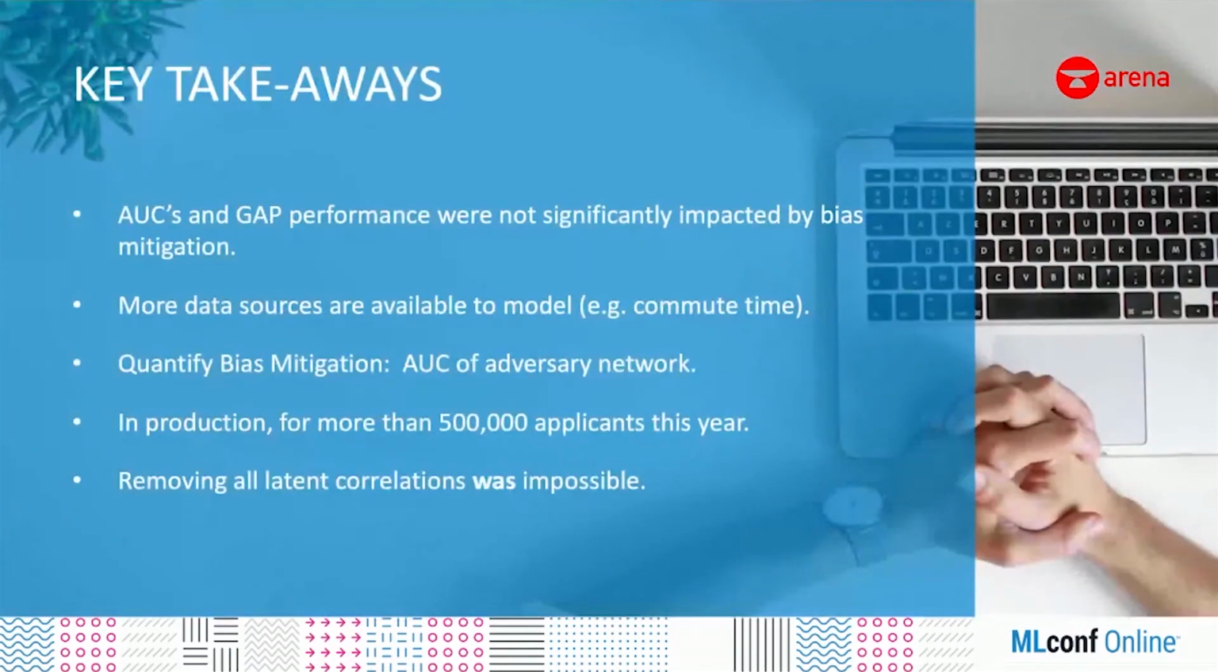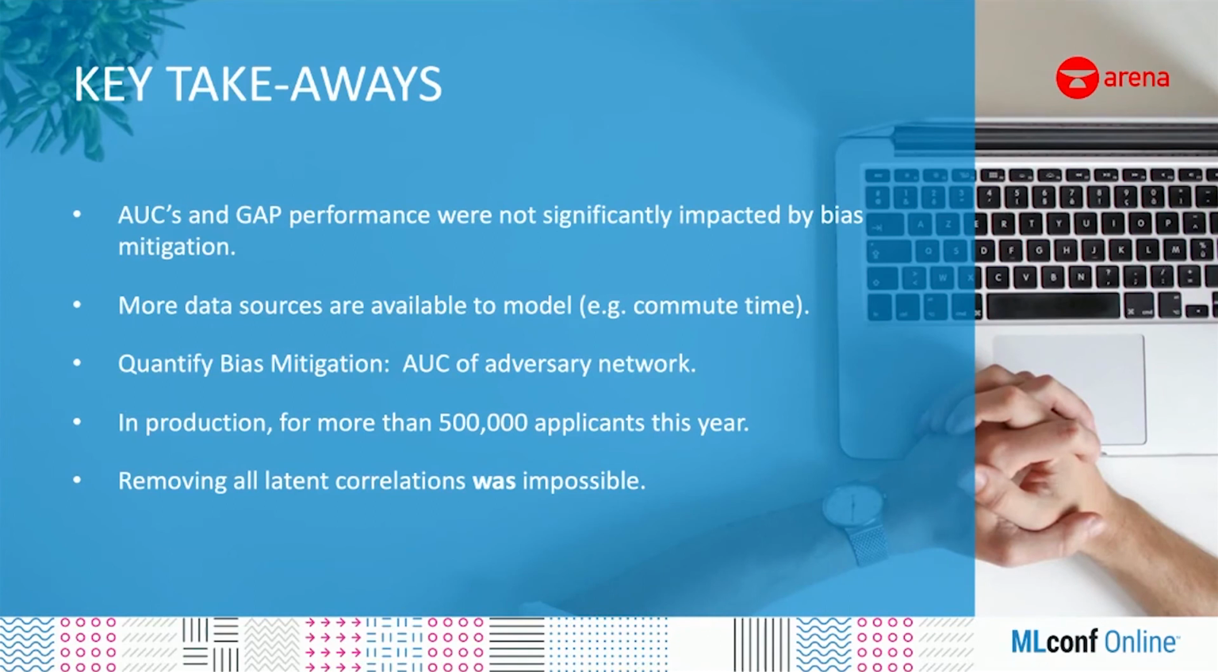So the key takeaway, I think I'm right at time, but the key takeaway is that the metrics are hard. You have to choose the appropriate metric for our client. And the data sources, when you have some of these techniques that remove bias, you might open yourself up to more data sources in order to create the model. For example, commute time is one that might have some latent correlations to protected classes, but could be extremely useful in determining how long someone stays in a particular position.